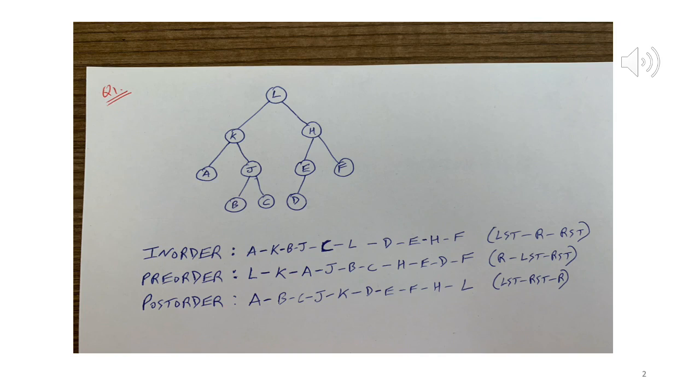So F and H comes, and then E and D again, left right root, left is D, right is null, root is E, so DE, right? So we get ABCJK, DEF, HL. So like this we can do in order and pre-order and post-order, all traversals on this binary tree.